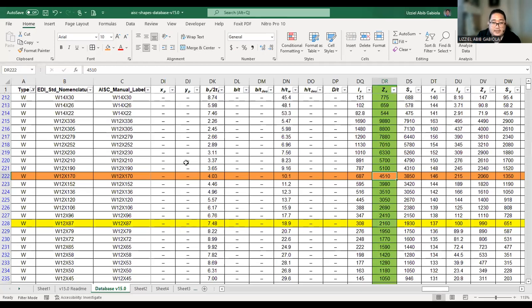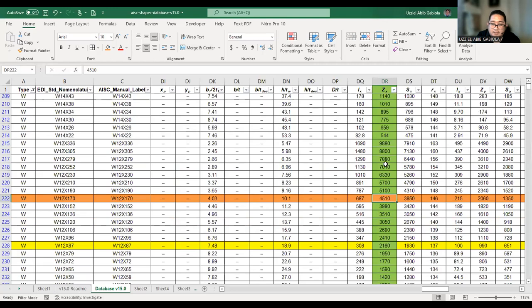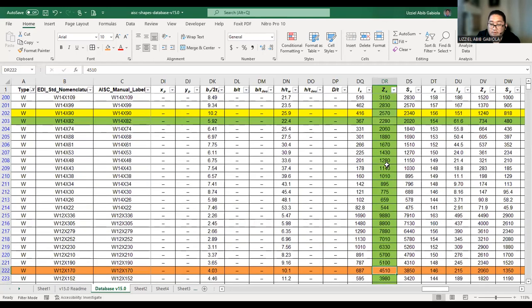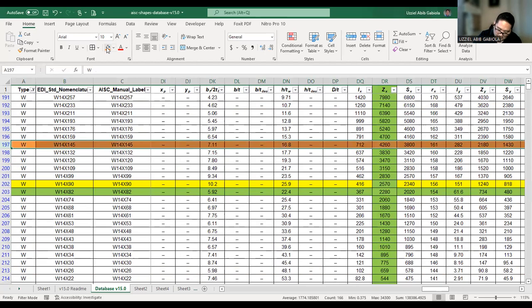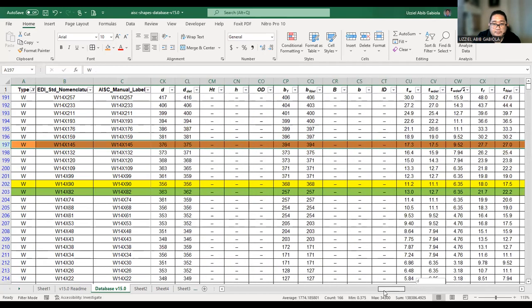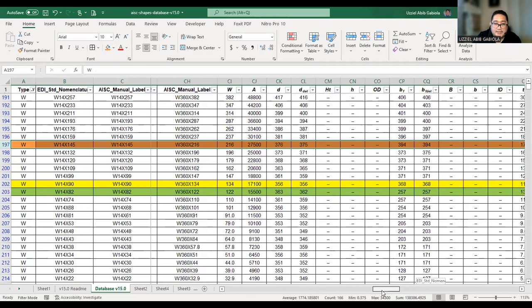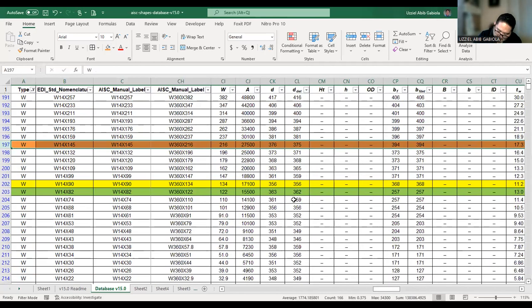Okay? Next section tayo sa W14. 4187 ulit yung kailangan natin. 4187, so ito, pwede ito. W14 by 145. Ang kanyang ZX is 4260. Then yung weight niya is 216. Okay? So, 216.